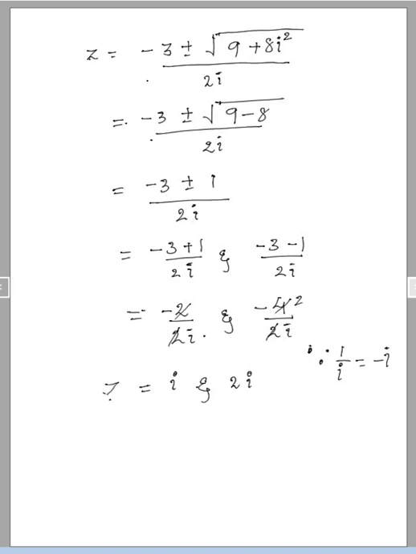Therefore this is the required fixed point. Therefore the invariant is nothing but the fixed point. Therefore the invariant points are I comma 2I. This is the way of solving the fixed points. So this is the way of expressing bilinear transformation problems and finding the invariant points.